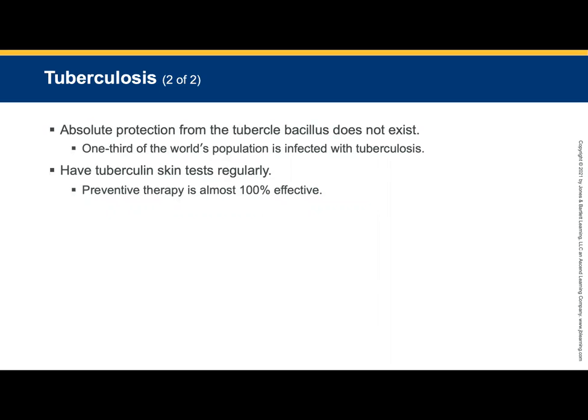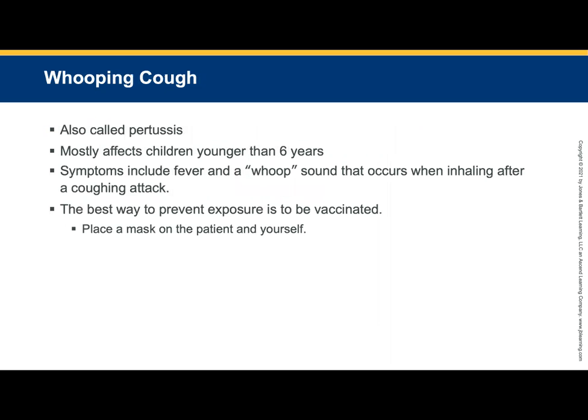Preventive therapy is almost 100% effective. Skin tests are regular. Some agencies require them every year in EMS. And if you've had exposure and you know you've been exposed to TB, they will give you a test within a reasonable period of time. Whooping cough. Symptoms include fever and a whoop sound that occurs on inhalation, inhaling after a coughing attack. The best way to prevent exposure is to be vaccinated and place a mask over your patient or yourself. You can have the DPT shot or the Tdap.